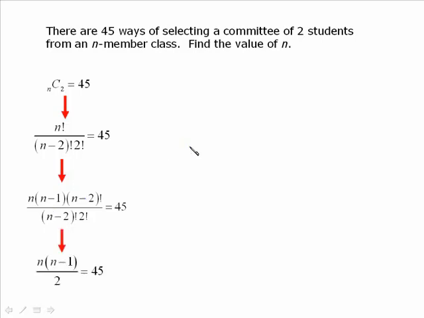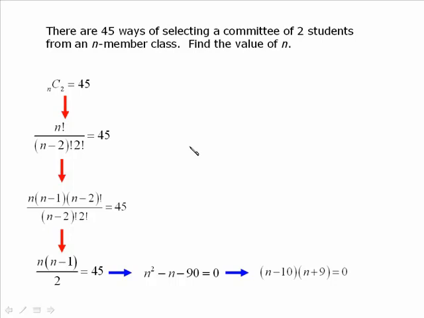So this would mean that we get n times n minus 1 over 2 is equal to 45. So no more factorials. If you multiply both sides by 2, and then distribute the n in, you'll get n squared minus n minus 90 is 0. Factor that into n minus 10 times n plus 9 is 0.